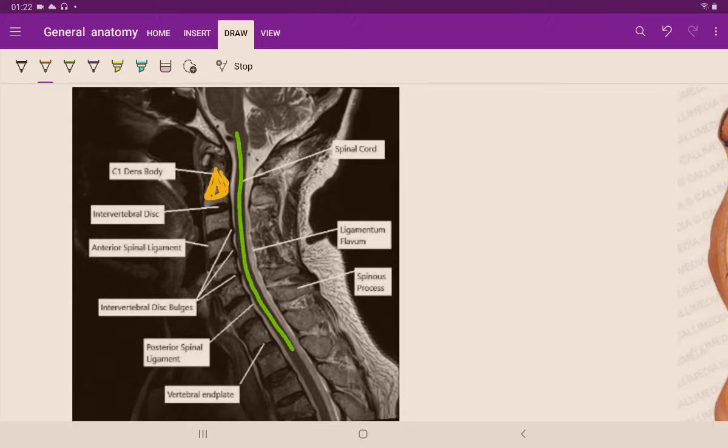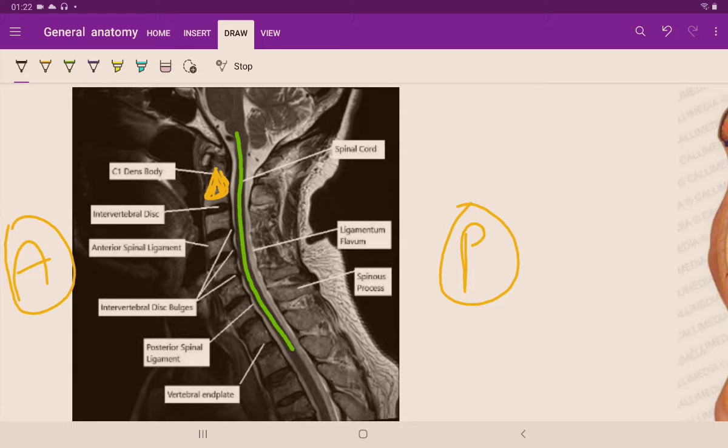See here guys, whenever you're drawing a diagram, put A and P like this. Even medial and lateral will do when it's applied. A is basically front, P is back. See, the C1 dens body is anterior to the spinal cord. Spinal cord is posterior to the C1 dens.